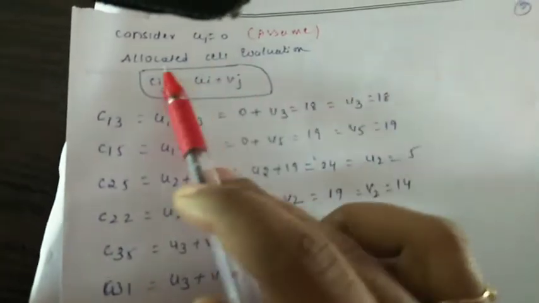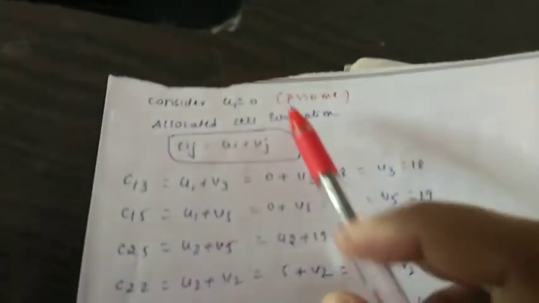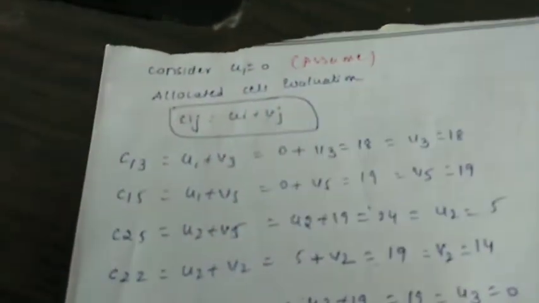Cij is for allocated cells only. What are our allocated cells here? These are our allocated cells: 18, 19, 24, 18, 19. For these values we use the formula Cij is equal to ui plus vj. Here, first of all, u1 is equal to 0. So Cij is equal to ui plus vj. Here you can observe that this is row 1.